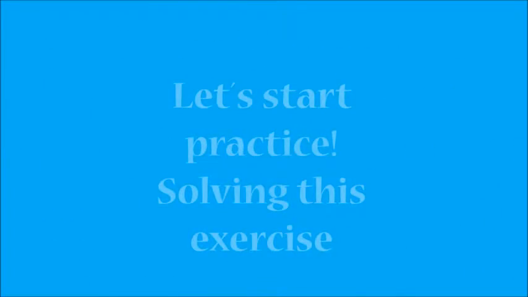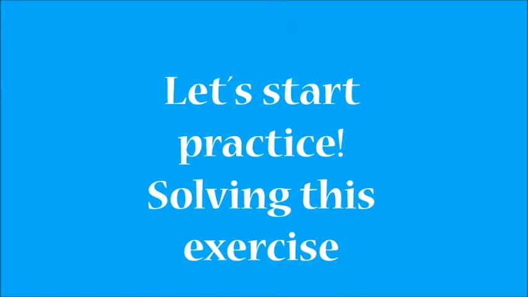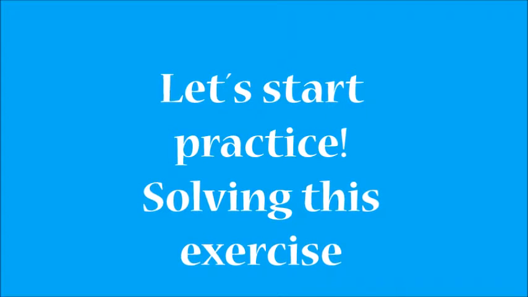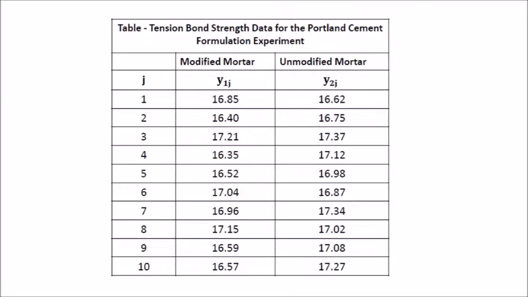Now you know the basic concepts and steps to perform a hypothesis test successfully. Let's start to practice by analyzing an example for the first type of test. In this table, you can see the tension bond strength data from a cement formulation experiment. We have a sample size of 10 for each formulation. The experimental results are shown in this table.